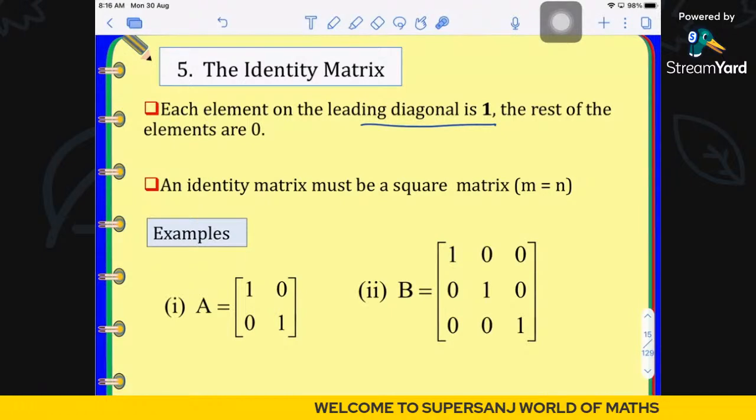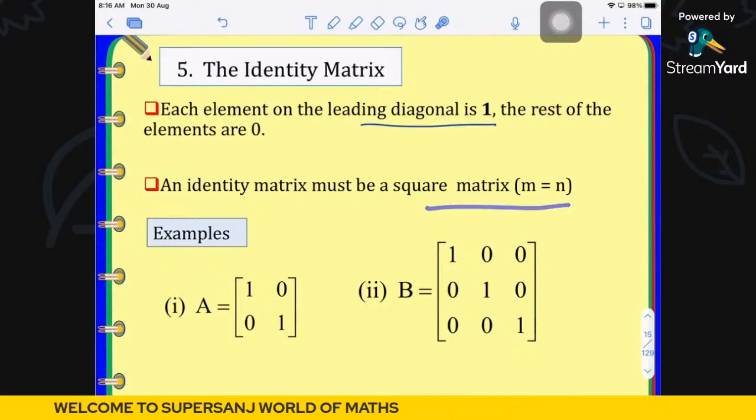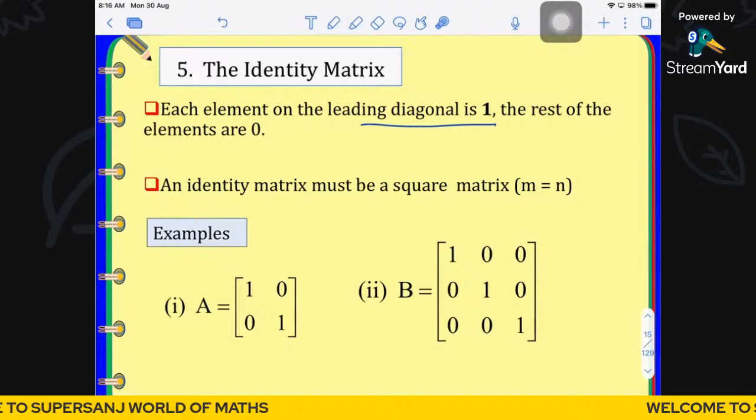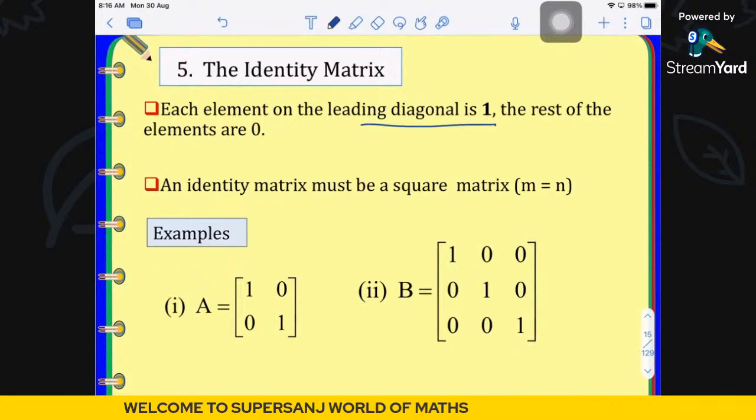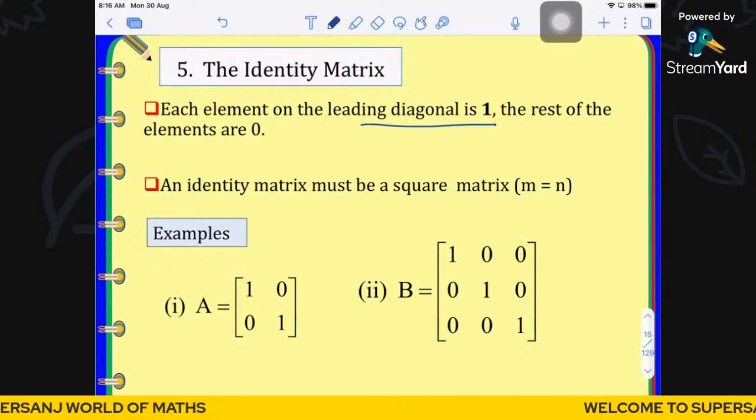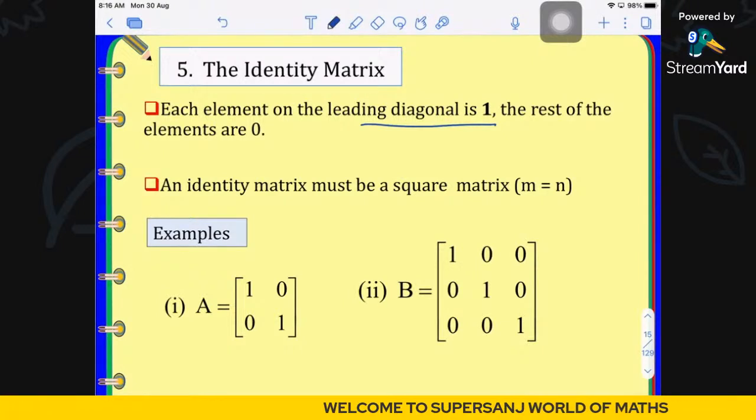An identity matrix also must be a square matrix, which is m equals n. Now the identity matrix is very, very useful. Why? Because after this, you'll be able to see that the identity matrix is what will give us the inverse. So this matrix is very, very useful over here.